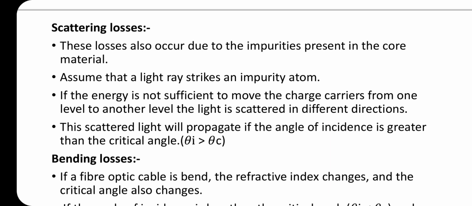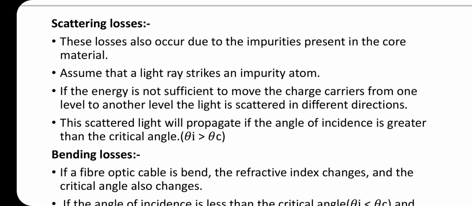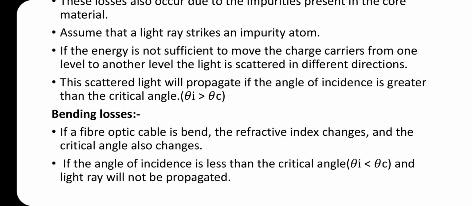Assume that a light ray strikes an impurity atom. If the energy is not sufficient to move the charge carriers from one level to another level, the light is scattered in different directions. The scattered light will propagate if the angle of incidence is greater than the critical angle. Theta I is greater than theta C.